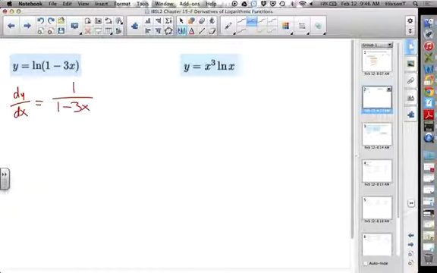We're then going to multiply that by the derivative of the inner function, which is what? Negative 3. Okay? Negative 3 is the derivative of 1 minus 3x. So now we put that together, and we get a negative 3 over 1 minus 3x. Okay?